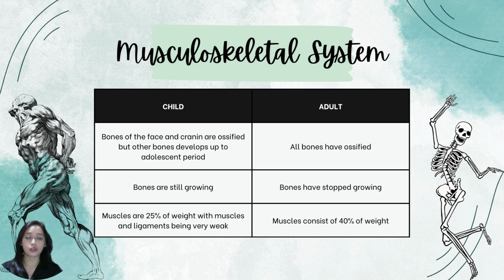Moving on to the musculoskeletal system. In a child, the bones of the face and cranium are ossified, but other bones develop up to the adolescent period, whereas in an adult, all of the bones are ossified. In a child, the bones are still growing. In an adult, the bones have stopped growing. In a child, the muscles are 25% of weight, with muscles and ligaments being very weak, whereas in an adult, the muscles consist of 40% of the body weight.